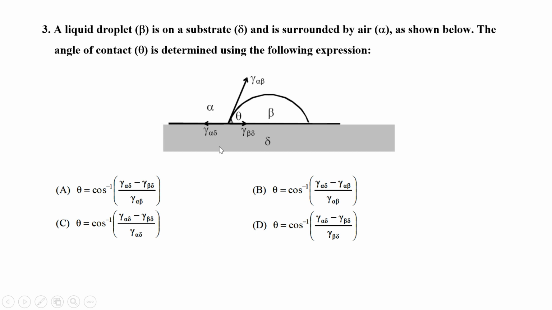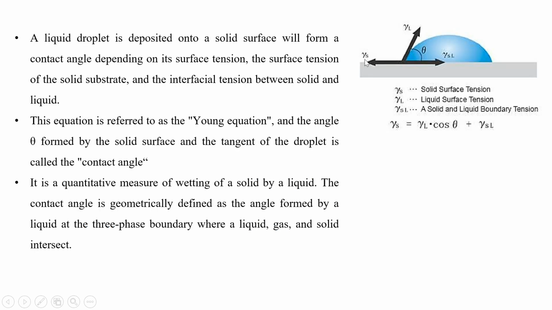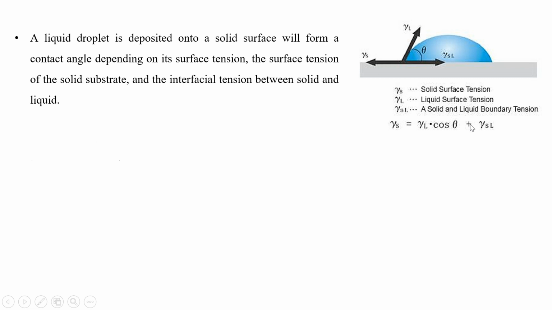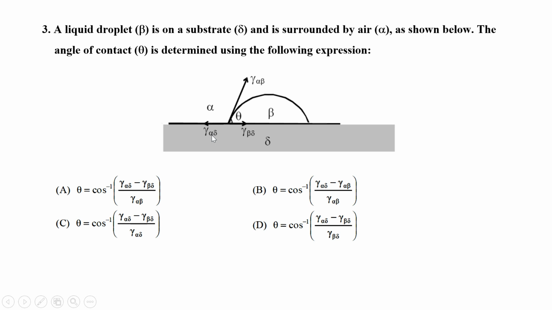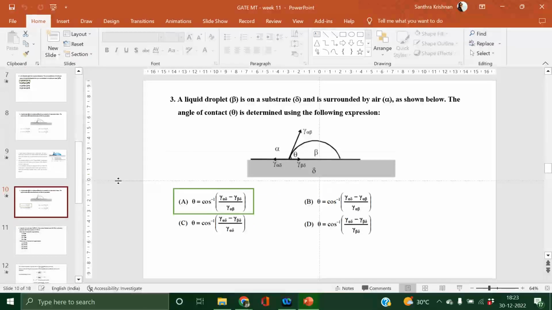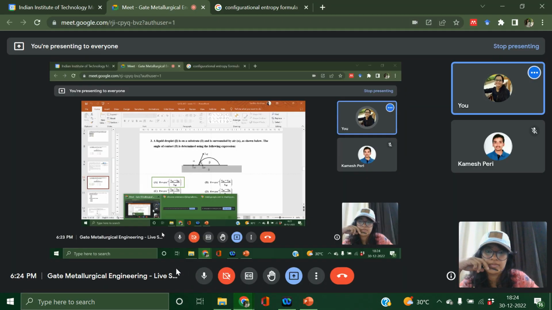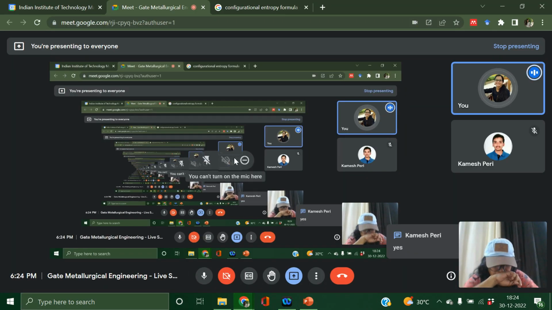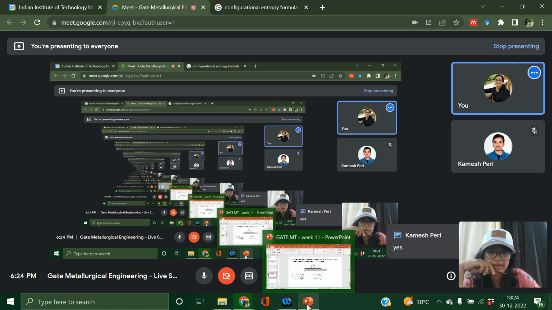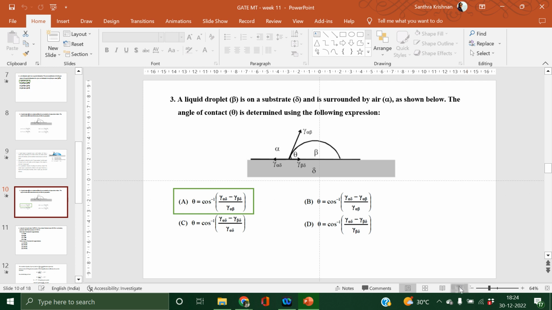So in our case, what are the three? When we are comparing these two figures, this is gamma S, gamma L, gamma SL. So gamma S is equal to gamma L cos theta plus gamma SL. So here we will have gamma A delta is equal to gamma alpha beta cos theta plus gamma beta delta. Therefore, option A will be the correct answer. So, is this explanation clear to you? Okay. So, that is the case.